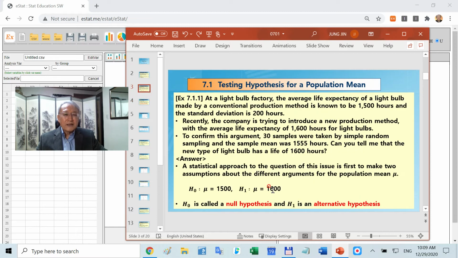How are we going to do that? You have a sample mean of 1555. The middle point is 1550. It is more than that, so it looks like it is close to H1. If you don't know statistics, you would say the sample mean is 1555, therefore you would select H1. But if you learn statistics, how do you make a decision? That is the issue.